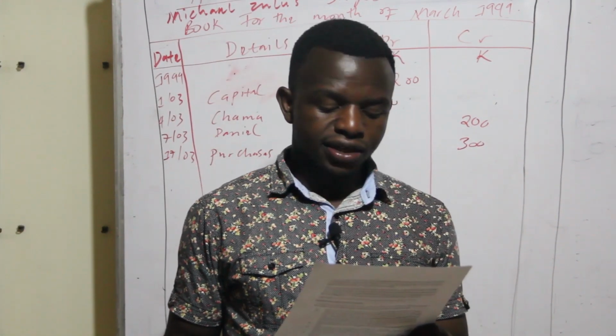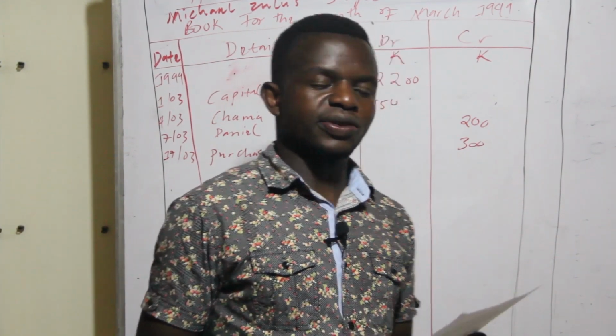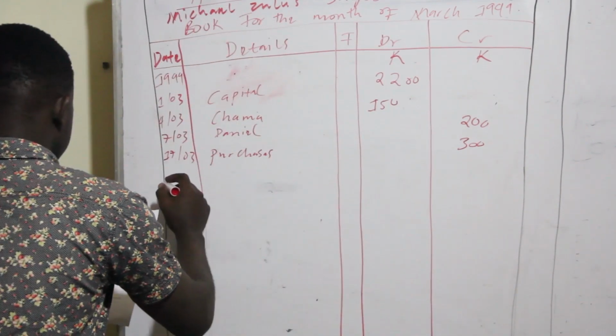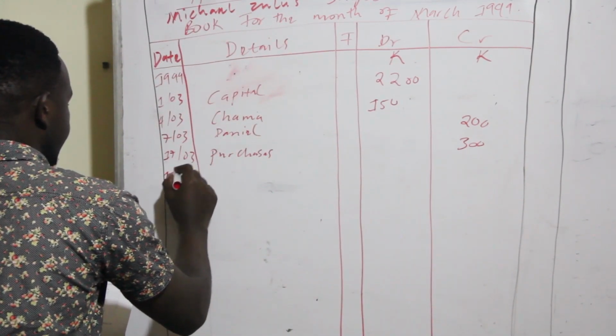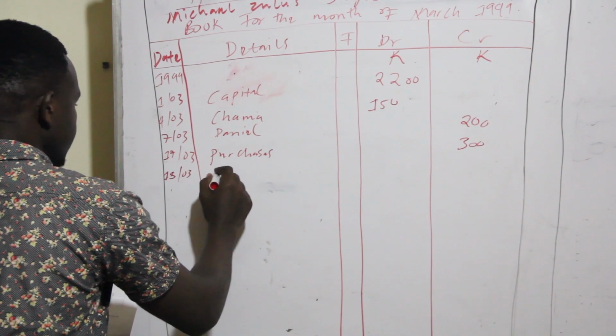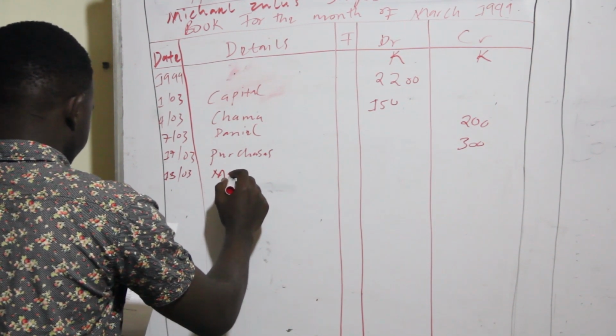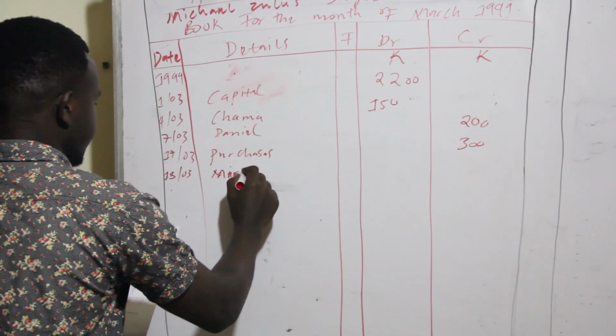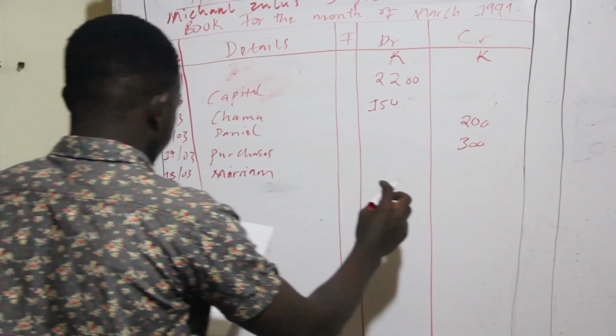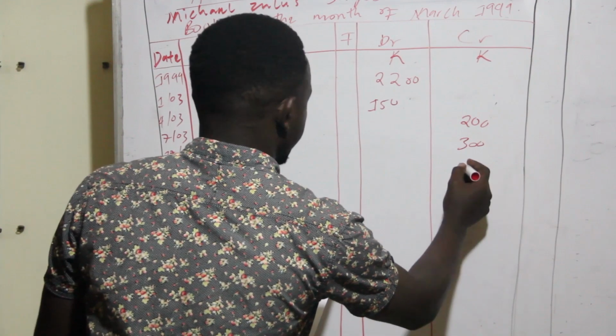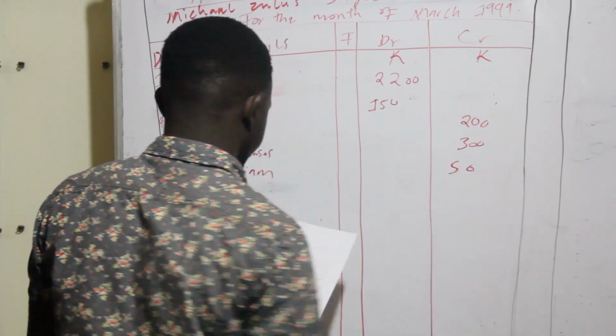Then on the 18th, paid Miriam amounting to 50 kwacha. That means money was going out of the business, and we're going to record that on the credit side. So 18th, and in our details column we say Miriam. Then we credit that amount.